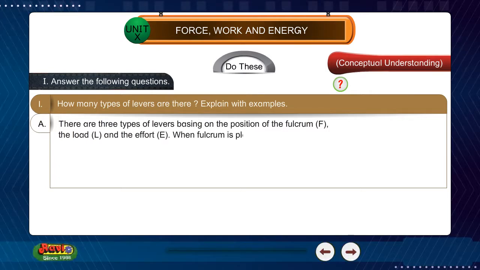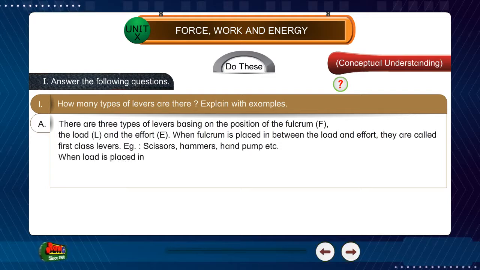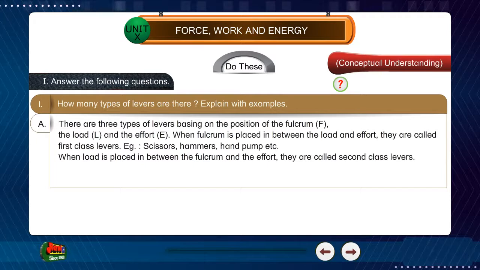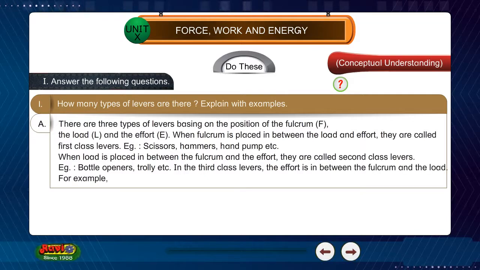When fulcrum is placed in between the load and effort, they are called first-class levers. Example: scissors, hammers, hand pump, etc. When load is placed in between the fulcrum and the effort, they are called second-class levers. Example: bottle openers, trolley, etc. In the third-class levers, the effort is in between the fulcrum and the load. For example, our arm, stapler, shovel, fishing rod, etc.